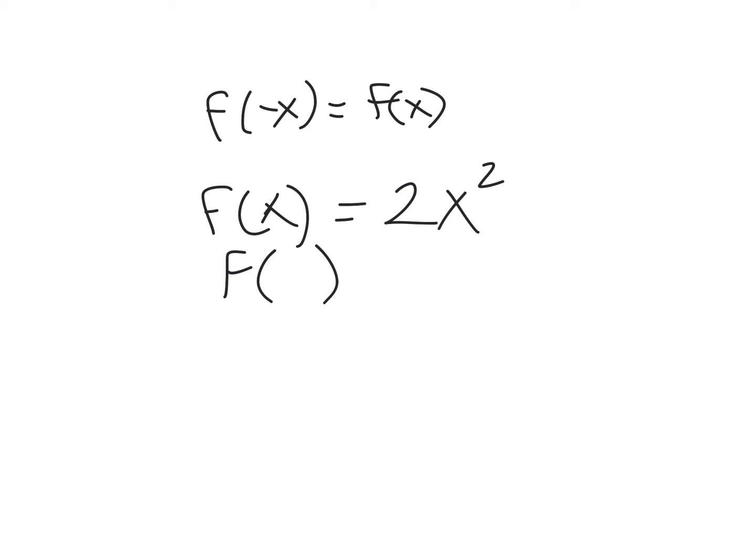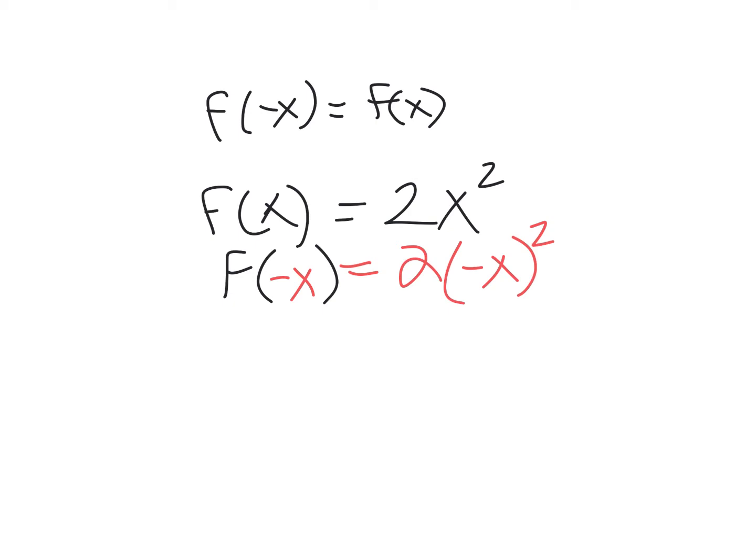Row 3, person 1. That's you. You said 2x squared is negative, so f of negative x? f of negative x, yes. We put in a negative x. So 2 times parentheses negative x squared.